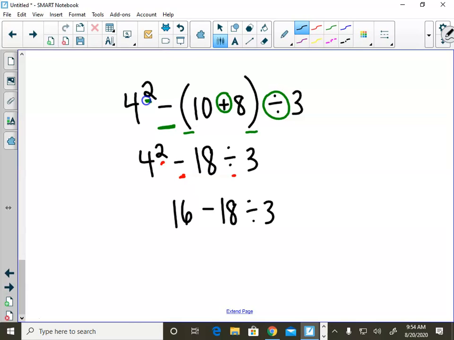Now we're down to 2 levels. We have subtraction and we have division. Well, division comes before subtraction for order of operations purposes. So we would do the division next. That's going to be this piece. So now we have 16 minus, and then 18 divided by 3 is going to be 6. And our last step is going to be 16 minus 6, which gives us 10.